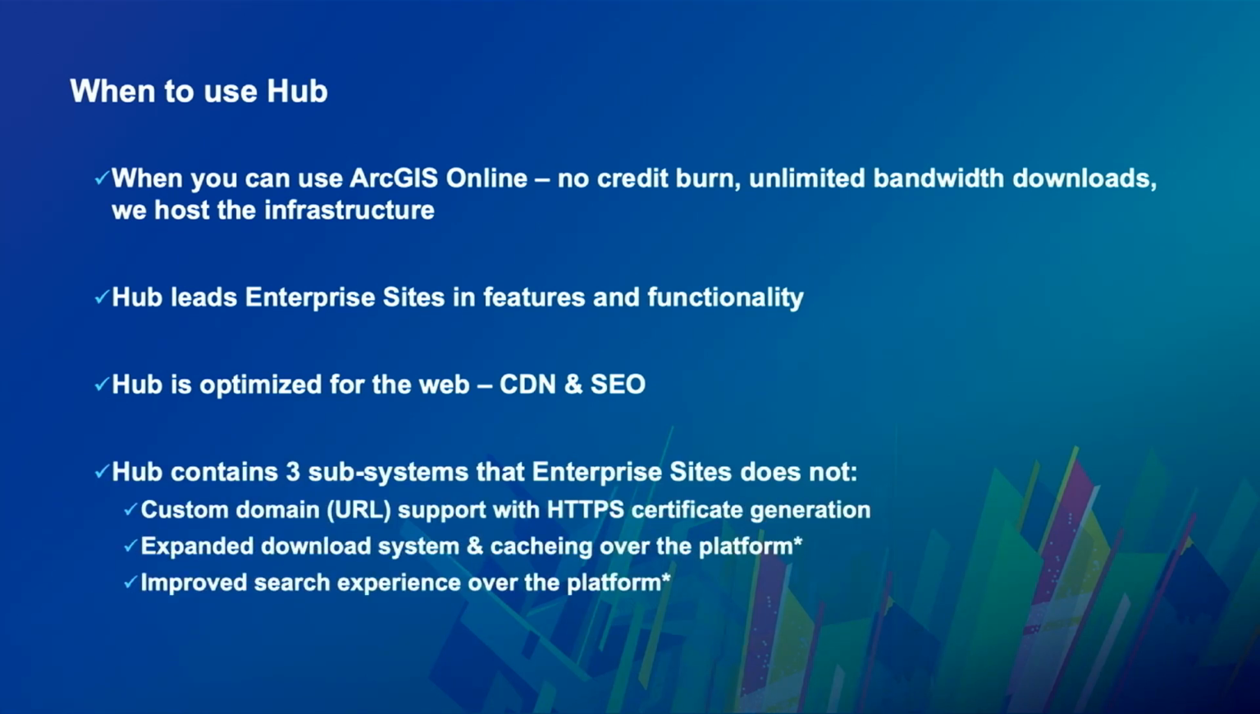Finally, Hub contains three subsystems that Enterprise sites does not, and they're pretty cool. One's custom domain URL support with automatic HTTPS certificate generation. We have an expanded download system for anonymous users and a caching layer that helps protect your servers from getting asked for the same download over and over again. And we have an improved search experience over the platform.